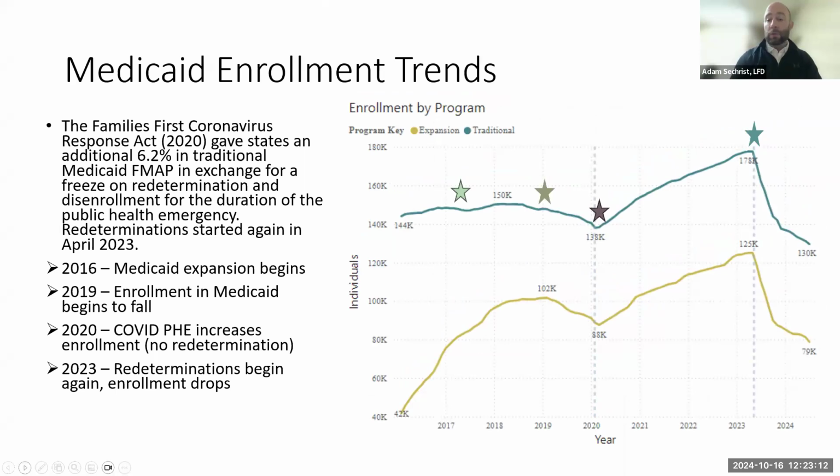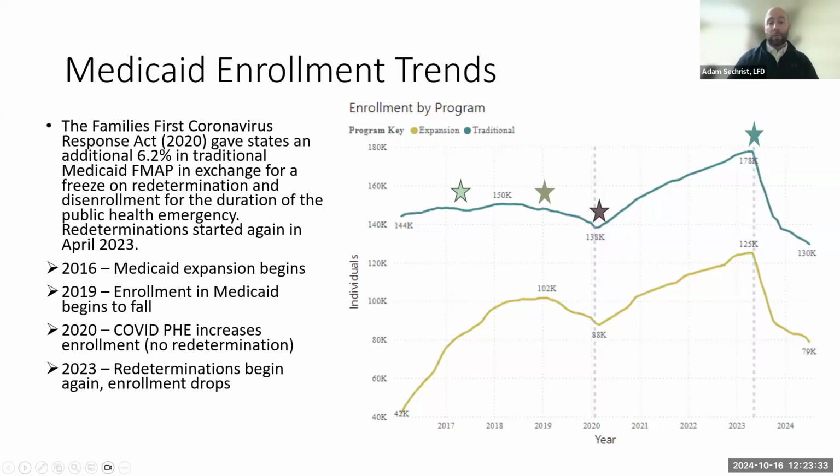Taking a look now at the historical enrollment trends will give us some more context for this. For instance, we see that traditional enrollment was fairly steady upon the introduction of expansion, and then expansion's enrollment steadily increased during its first 3 years. But then enrollment in both programs began to decline around 2019.